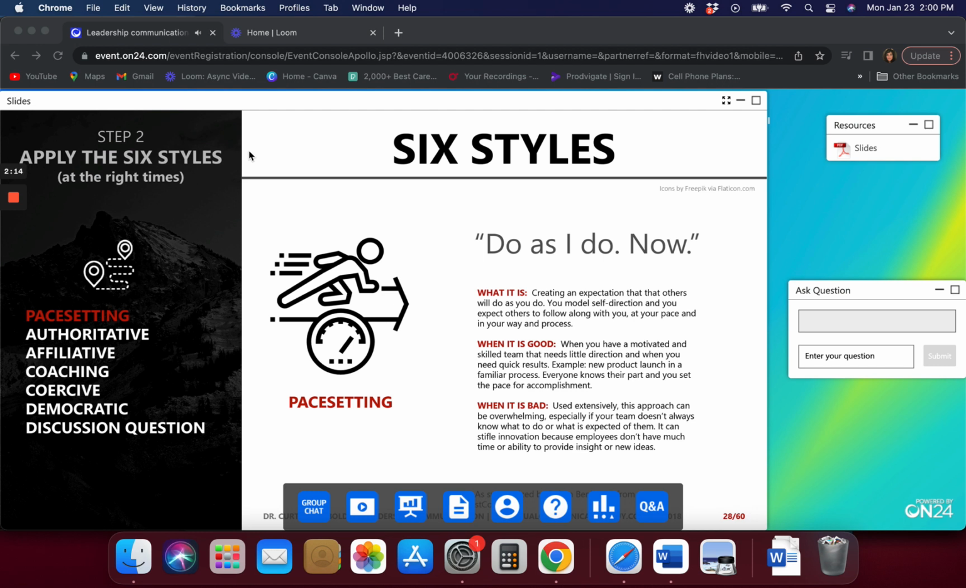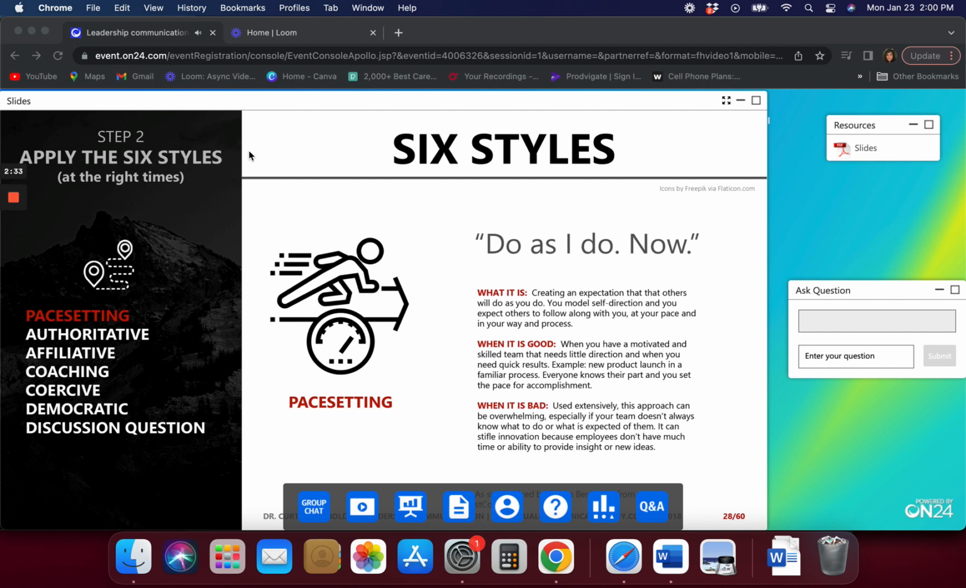So when is it good to be a pace-setting leader? When you have a motivated and skilled team that needs little direction and when you need quick results. So, for example, like a product launch and a familiar process, everyone knows their part, and you set the pace for accomplishment. That's the common best practice for when you would do pace setting.